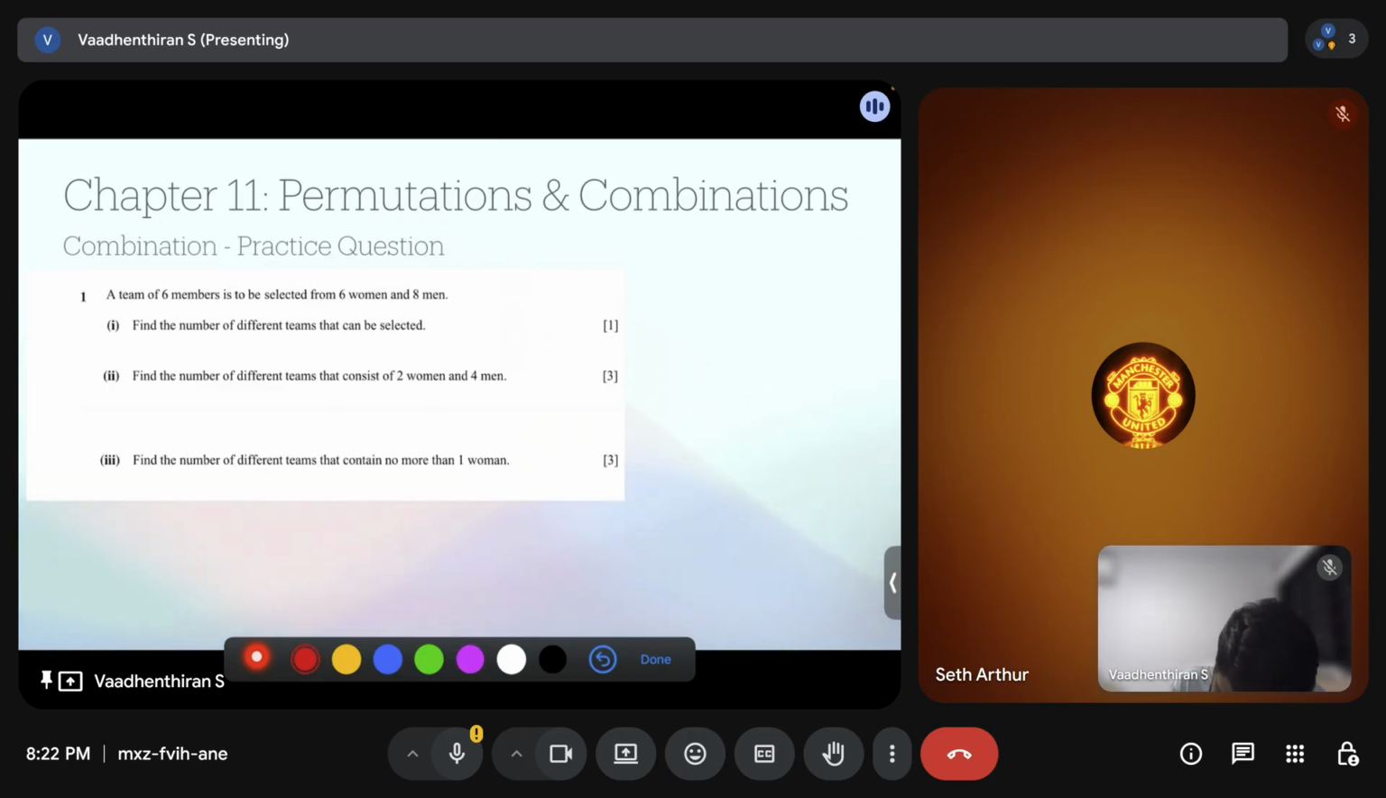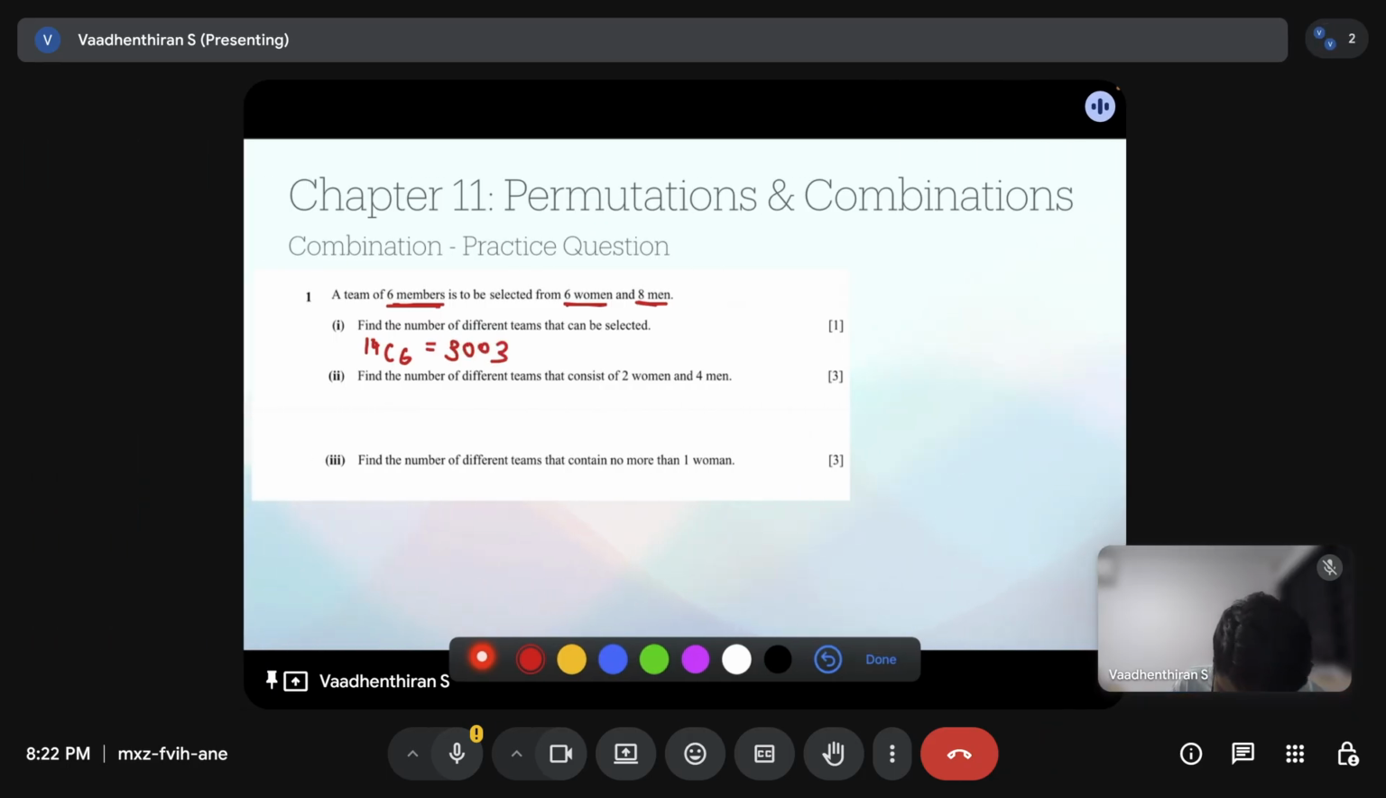And now this combinations question. A team of 6 members is to be selected from 6 women and 8 men. Number of teams selected. So this is a straightforward question. The total number will be 14 choose 6. So this will be 3003.